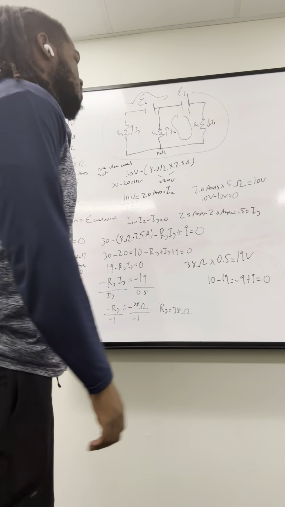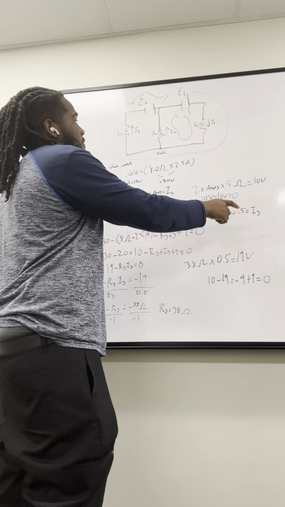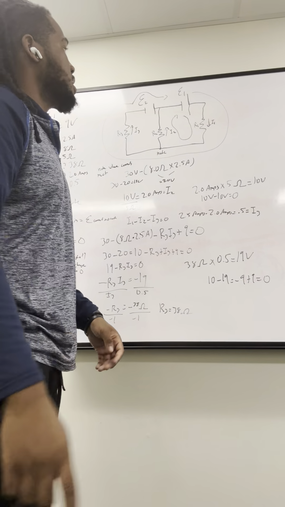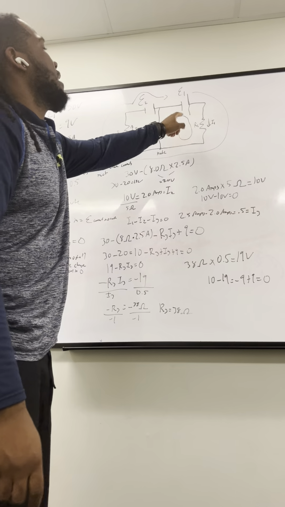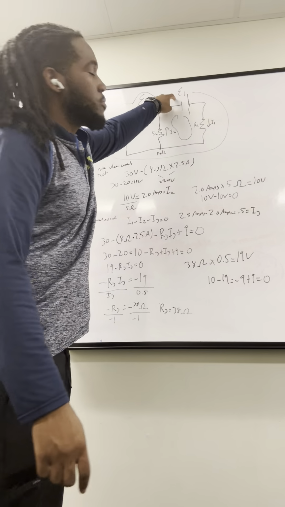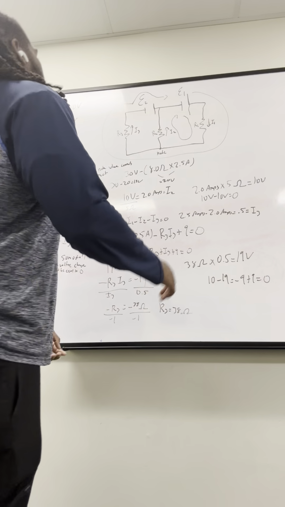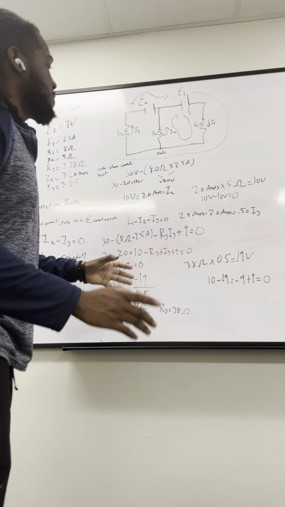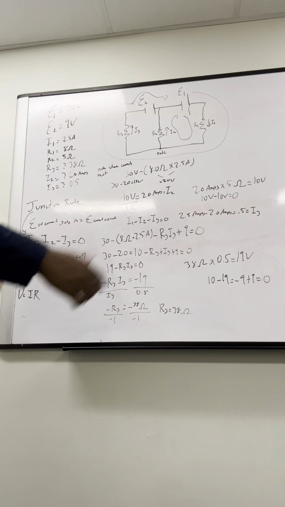Let's check our work real quick. 2 amps times the 5 ohms, which is resistor number 2, is equal to 10. We have 10 volts left after we get through resistor 1. 10 minus 10 is equal to 0. We're at 0 when we get back to the battery. We're in accordance.